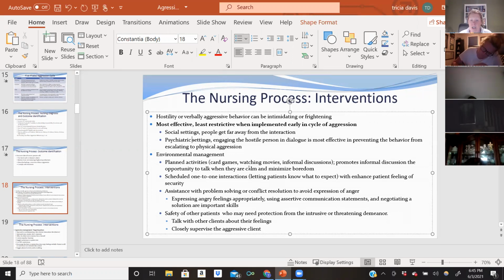When an incident does occur, we want to make sure that we follow up and talk to those clients about their feelings, because it can make them feel very uncomfortable. They can be scared. Their safe environment may no longer be safe for them. They might feel that way. And then we, of course, as the staff members, are going to want to closely supervise that aggressive client to keep him from hurting anyone.